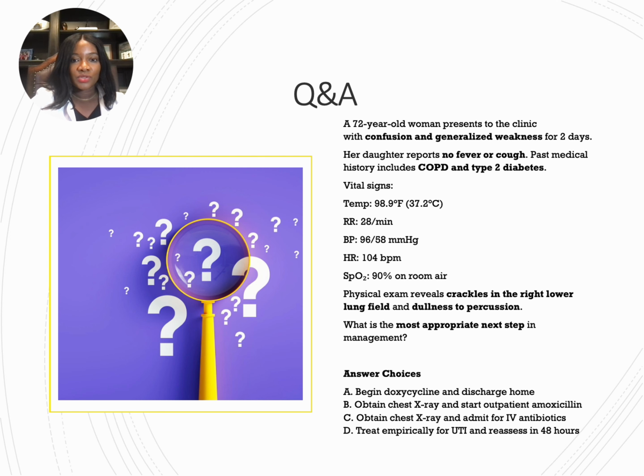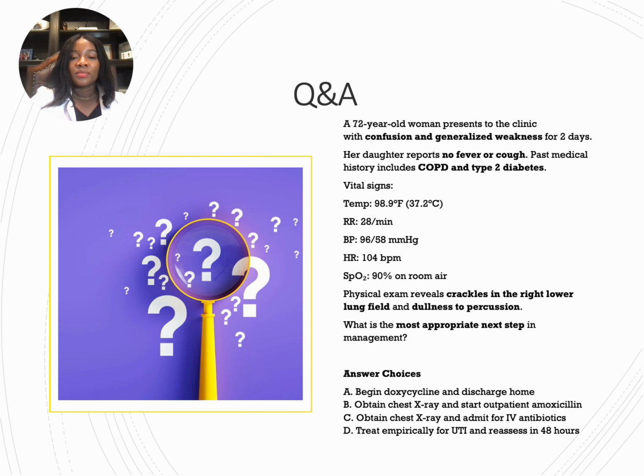So the correct answer is C. You need to obtain a chest x-ray and admit for IV antibiotics. The reason why: the 72-year-old patient has high-risk features concerning for community-acquired pneumonia with severe illness. Even though she lacks classic symptoms like fever or cough, some key exam clues: the patient is older, so this is an atypical presentation, confusion and weakness.